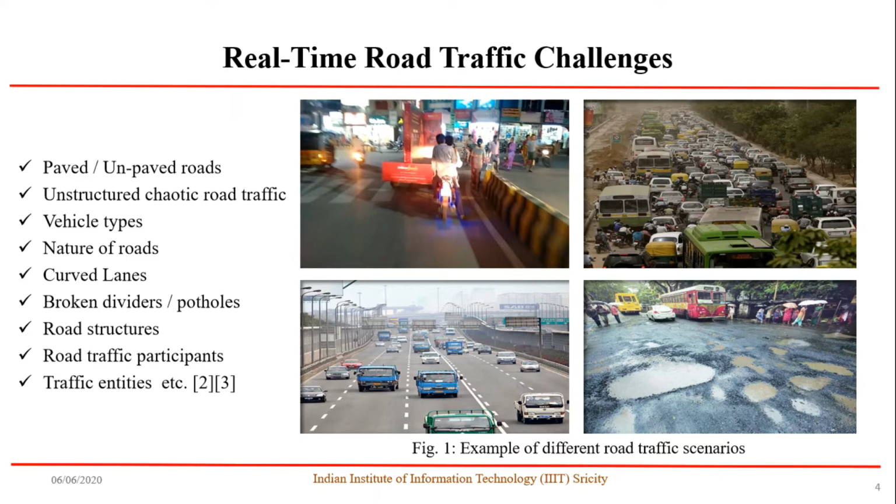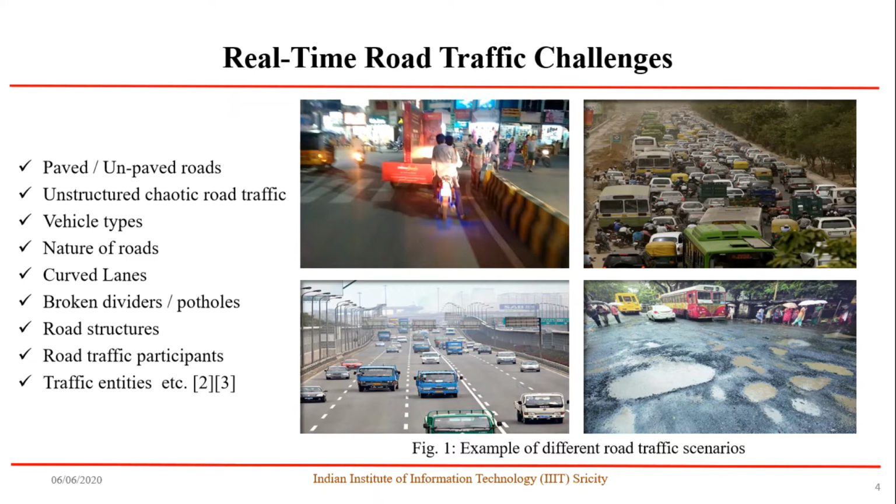Before discussing some possible solutions, let's see what are the real-time road traffic challenges that were frequently observed. Possible challenges would be paved or unpaved road structures, unstructured chaotic road traffic, and diverse vehicle types like light motor vehicles, heavy motor vehicles like trucks, etc., and nature of the roads, which typically include gravel, earthen, muddy and slippery roads, and extreme curved lanes with improper or occluded lane markings and occluded signboards, and potholes with extreme in-depth depreciation areas and also broken dividers, road structures with broken surfaces and also complex and confusing roads.